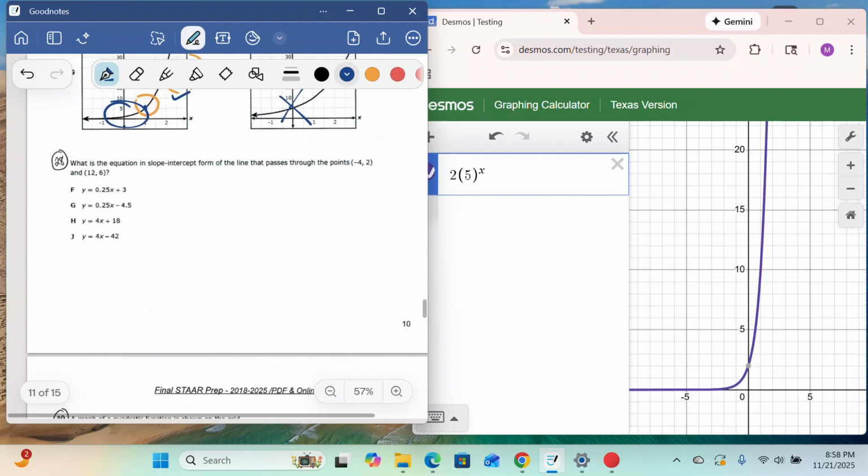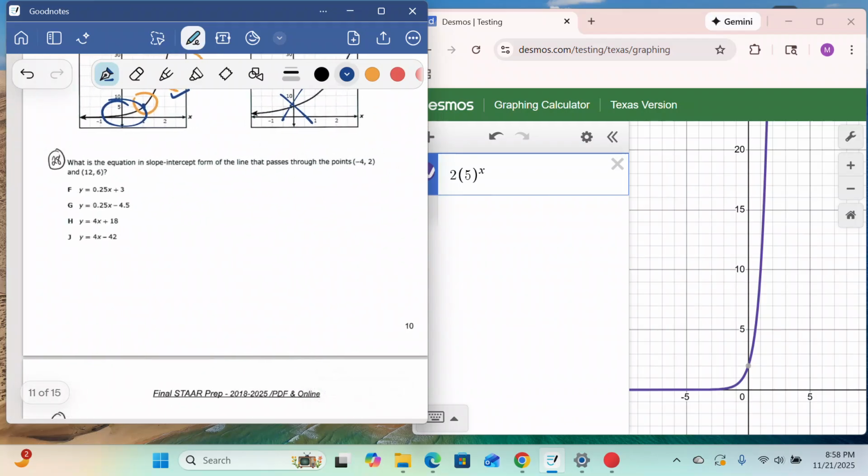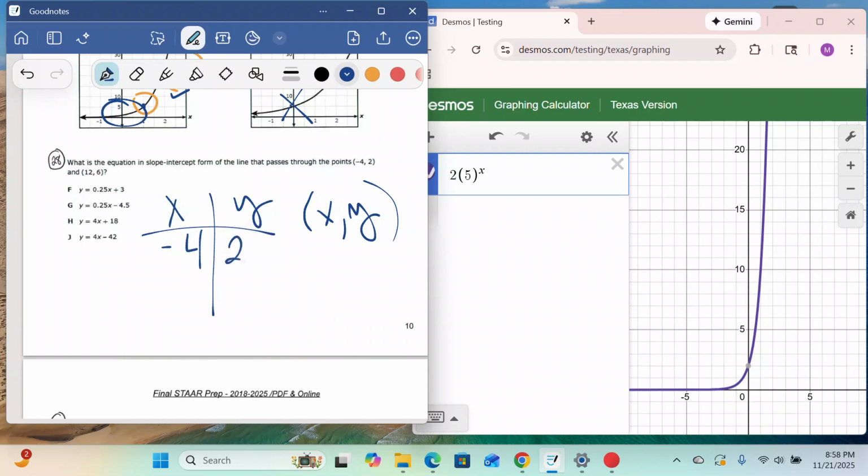If we look at number 28, what is the equation in slope-intercept form of the line that passes through the points -4, 2 and 12, 6? This is a very easy one. Why? Because we're going to input our table into Desmos. Remember, our ordered pair is very simple: our ordered pair is x, y. So we will put in our table. The first one is -4, 2, and the second one is 12, 6.